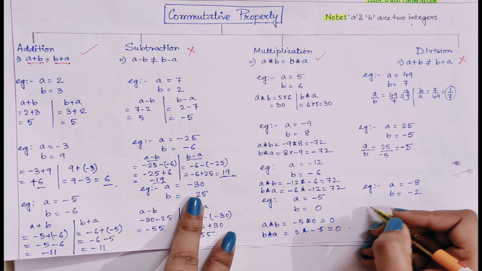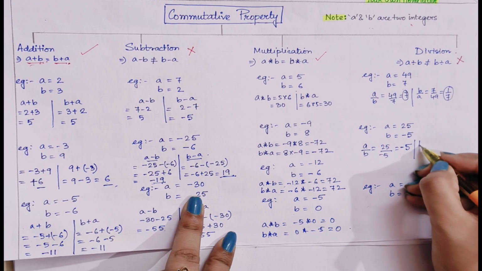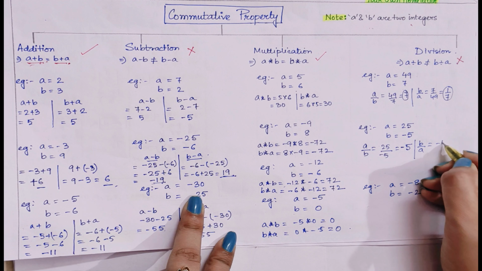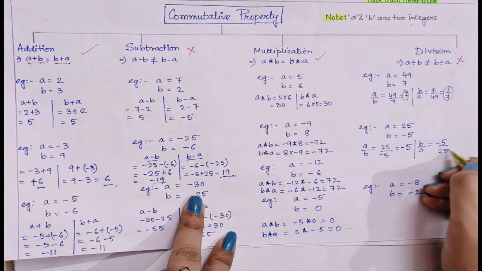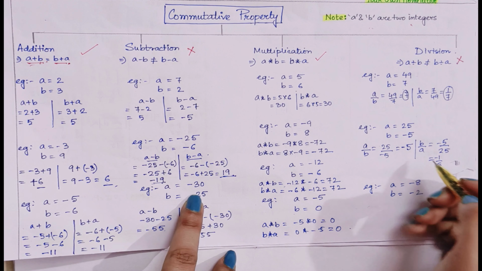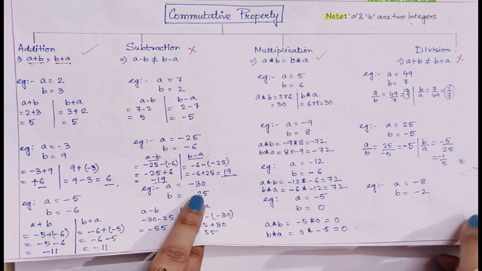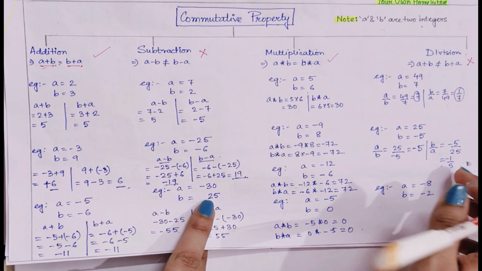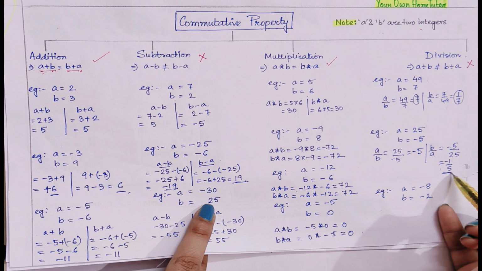So taking the third example, here we have to find b by a also. If I find b by a, it is minus 1 by 5. So this is different and they are not equal. One more additional point to note here is that this is not even an integer.